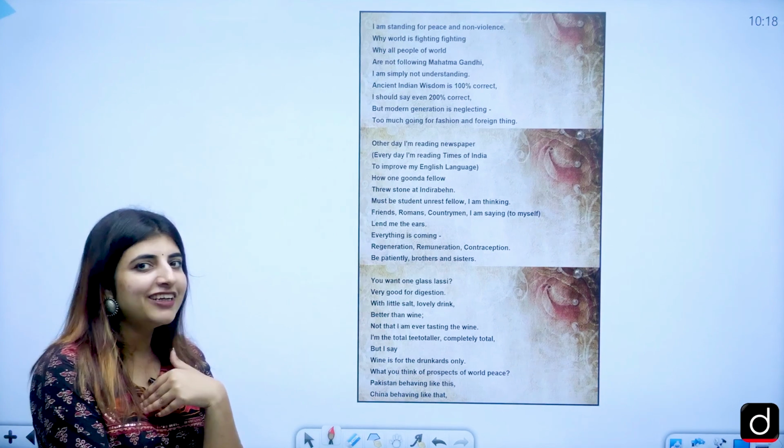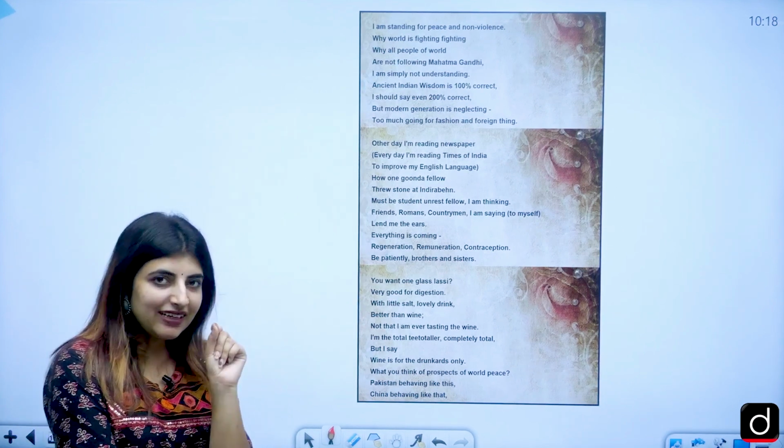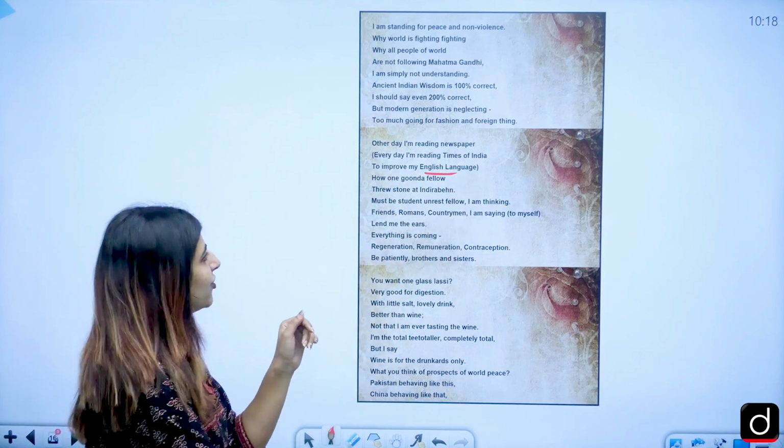So the colonial times we are talking about in here, the colonial stance that still, even if I am reading it, I am just reading it to improve my English language.